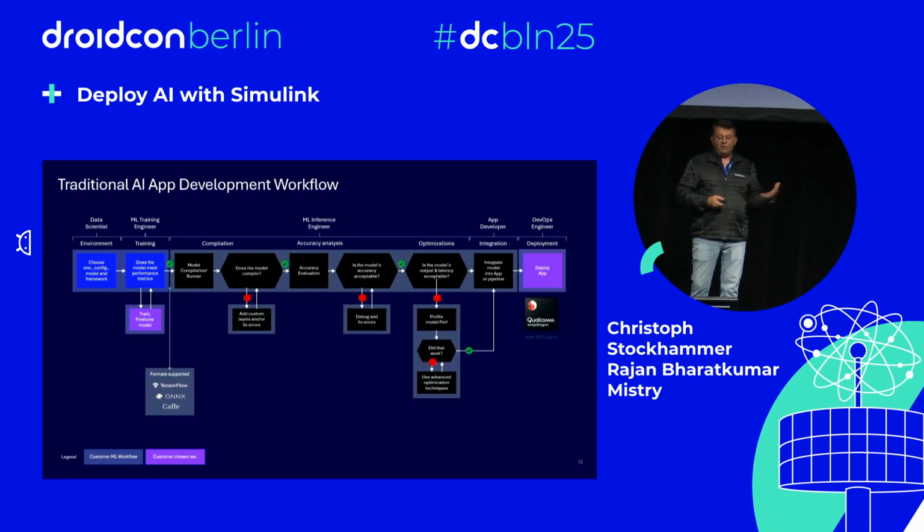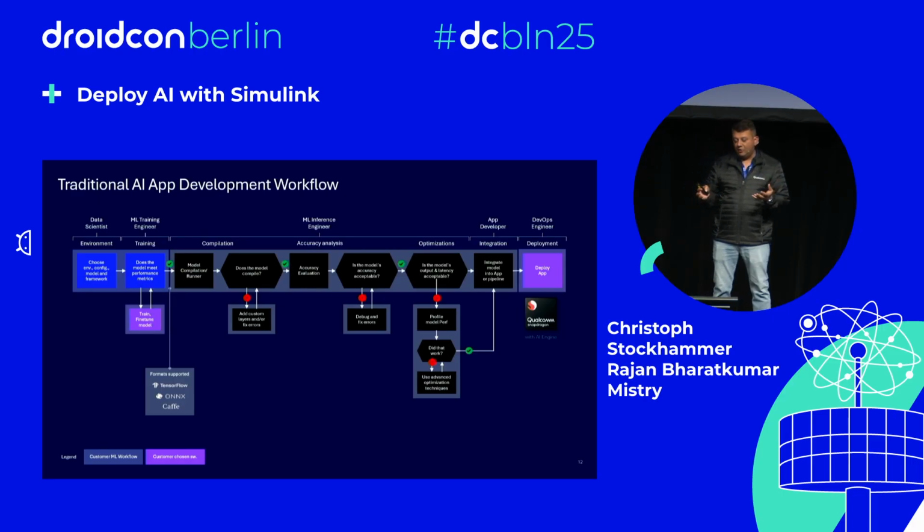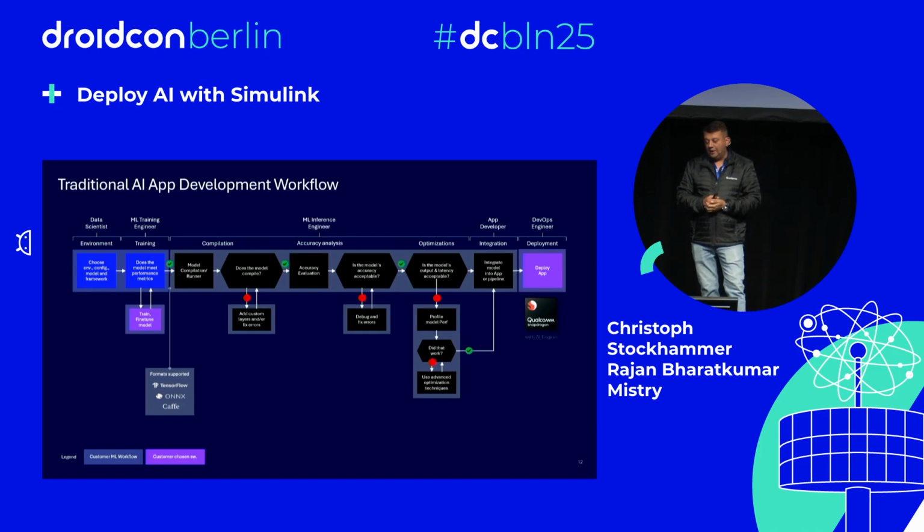So before I hand it off to Christoph, I wanted to briefly introduce a traditional app development workflow, what it actually looks like for app developers as they start to build and integrate AI into their applications. From left to right, you can see from data scientist to ML engineer, you would start with data collection, you would then train your model, you would then optimize, quantize your model, and then test if the actual accuracy works for your use case or not.